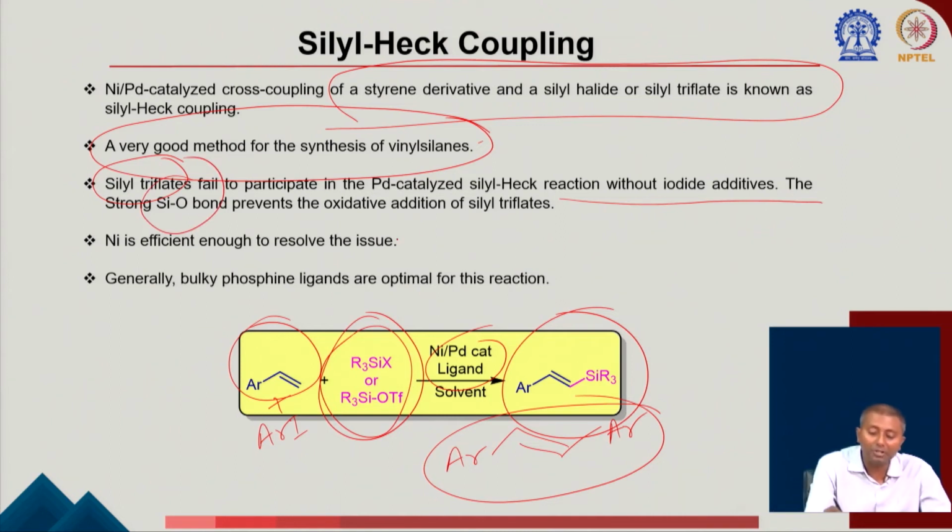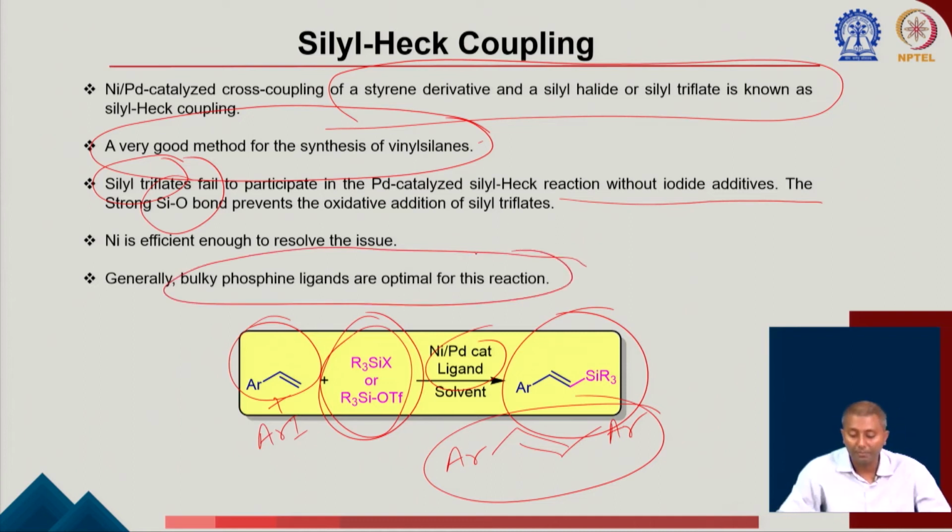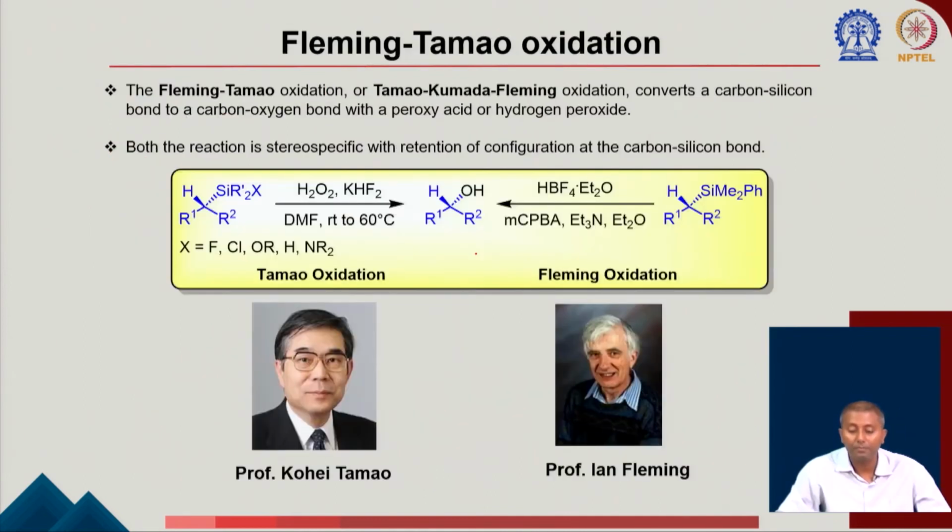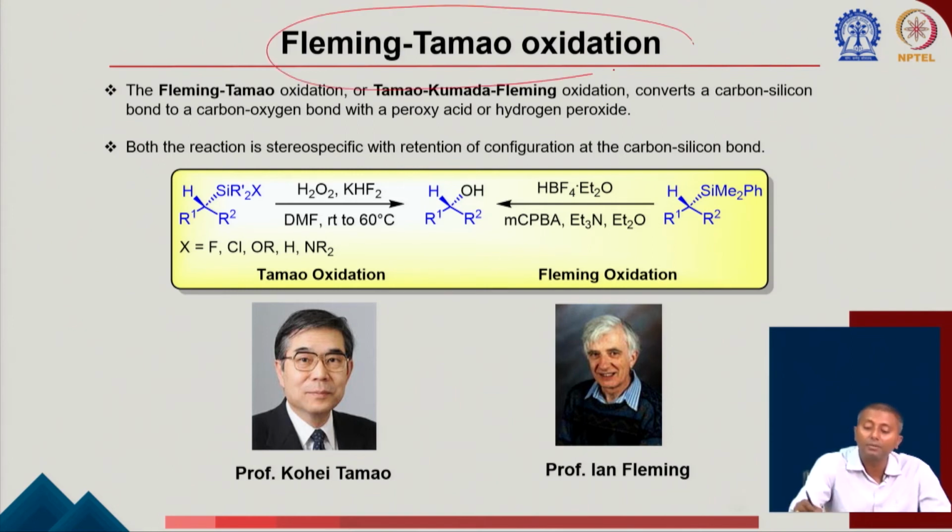And generally, bulky phosphine ligands are optional for this reaction. Okay. So we are going to move further and talk about, I think, the last important reaction for this particular talk. I think that is the Fleming-Tamao oxidation.